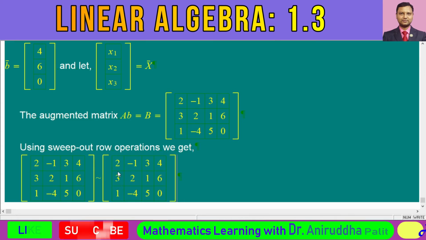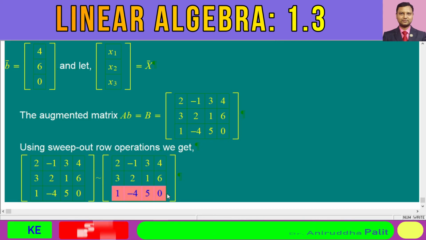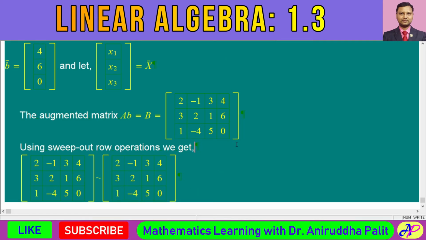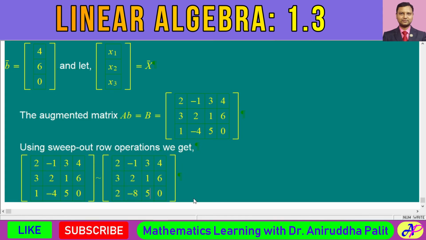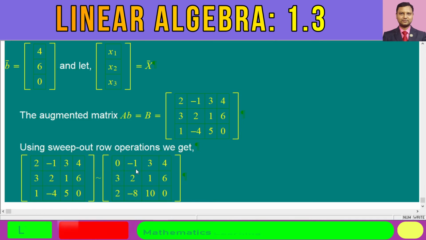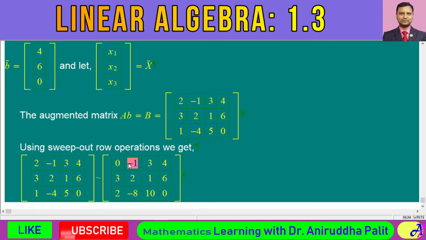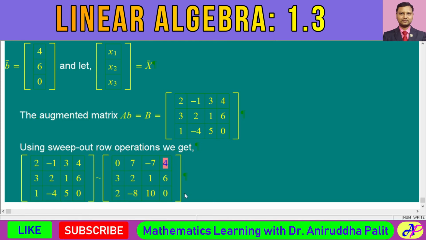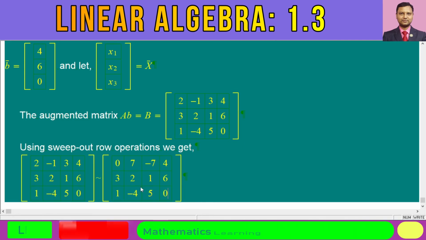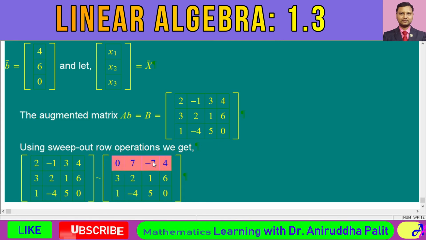If we multiply this third row by 2 and then subtract from the first row, then multiplying this row by 2 gives 2, minus 8, then 10, and then subtracting, we get 0, then minus 8 subtracted gives plus 7, and this subtracted from 3, we get minus 7, and 0 subtracted from 4 is simply 4. So that is the result we have over here. So this first row will be 0, 7, minus 7, and 4.